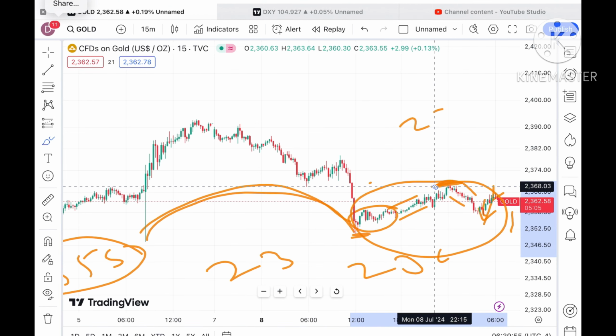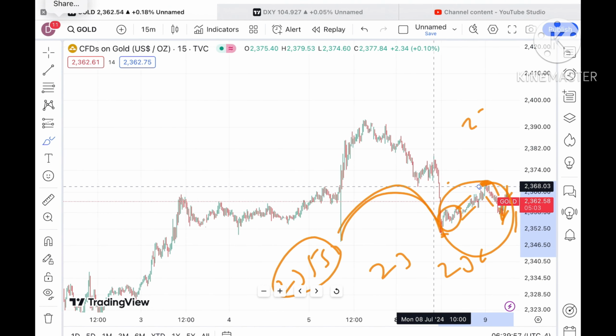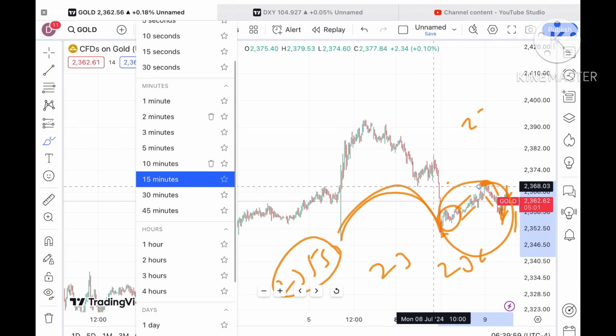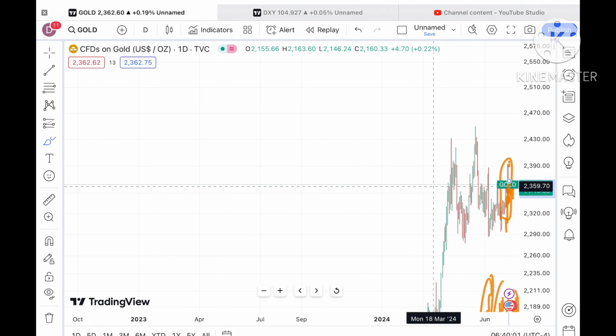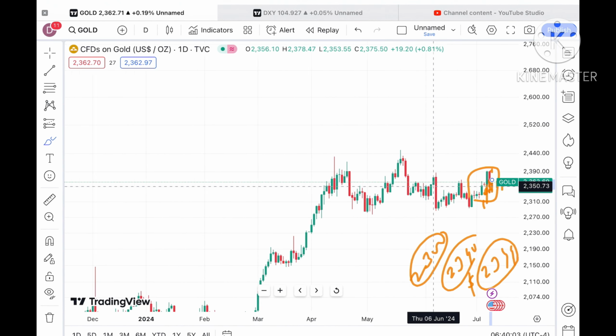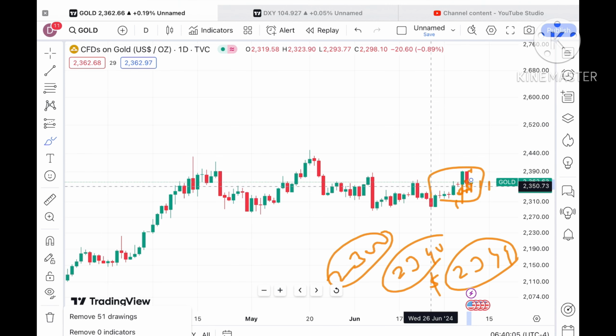Now looking at this particular chart on a device, you will see that there is a continuous upside we have seen, and if the price keeps moving above this level, a further high we can see.